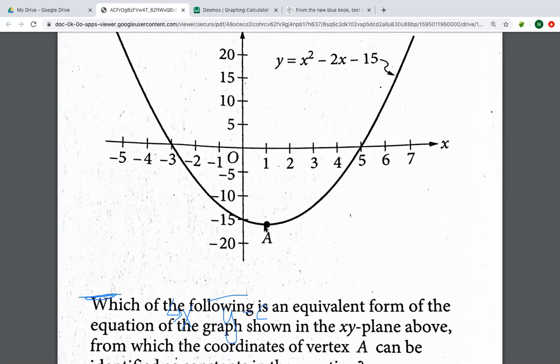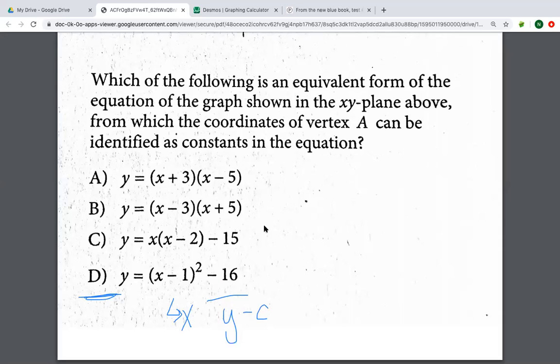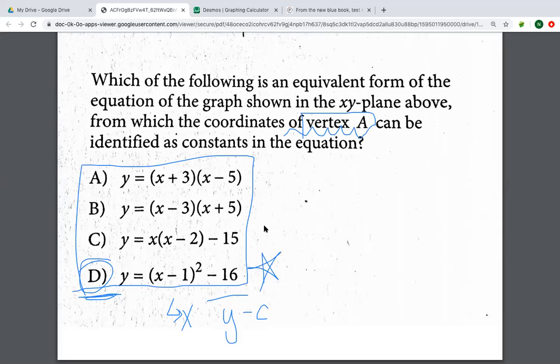Now, could you multiply out all of these answers? I mean, sure. But that is a huge waste of your time, though, too. So recognizing that the only thing they gave me was vertex A, I know I'm looking for something in vertex form. The only one that was in vertex form was D, and then I just double checked that the vertex was correct. So that was it.